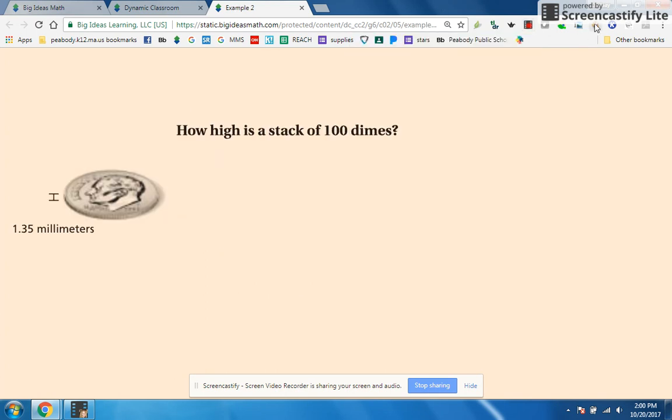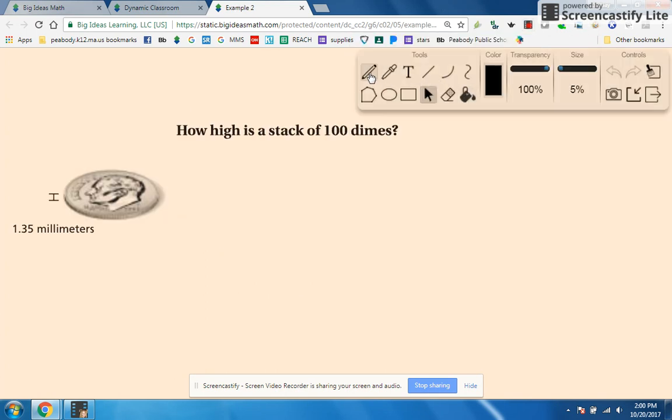There's a trick you can use every time you're multiplying by a power of 10. So by power of 10, I mean 10, 100, 1,000, 10,000, 100,000, so forth. Basically, a 1 with zeros after it is a power of 10. So the trick for that is you take the number, so in this case 1.35 is what we would be multiplying by. So we want to do, it says how high is a stack of 100 dimes. So if each one's 1.35 millimeters, you would multiply it by 100.